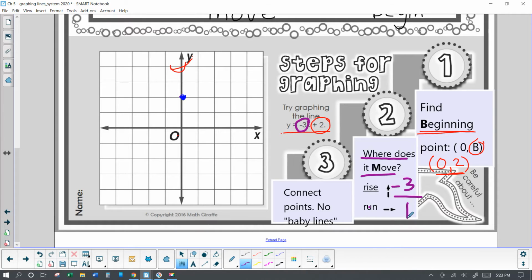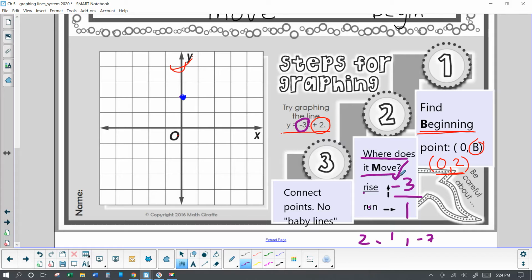If I have a whole number like negative 3 or 2 or 1 or negative 7, whatever my whole number is, if I have a whole number instead of a fraction, my run is always going to be 1. I'm just going to be moving over by 1. So once I figure out what the rise and the run is, that tells me where to move. From my beginning point, I'm going to rise -3. Since this number is negative, I am going to go down 3.